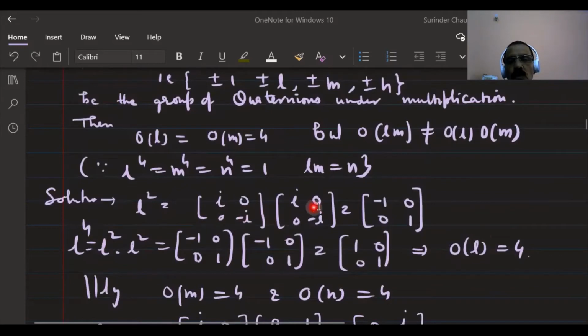L square is L into L. L into L is minus 1, 0, 0, minus 1. Multiply them, row to column multiplication. Similarly, L square into L square, L whole square, is equal to I. So the order of L is equal to 4.